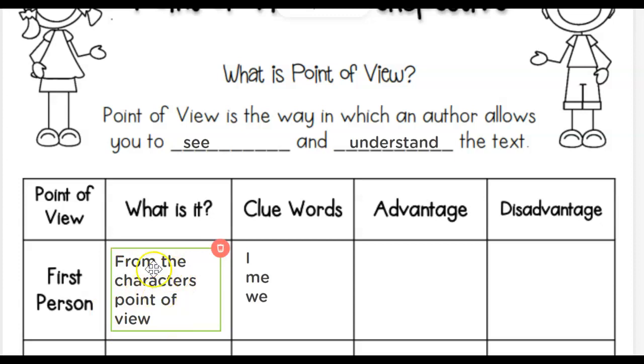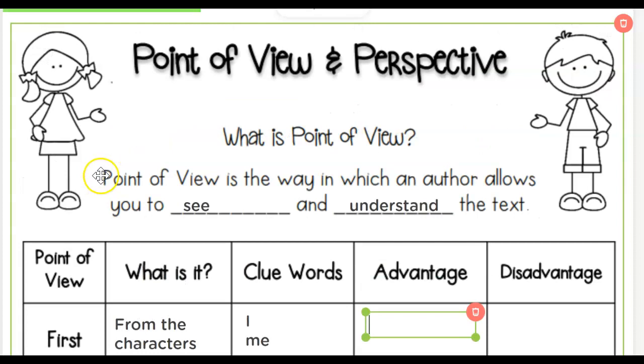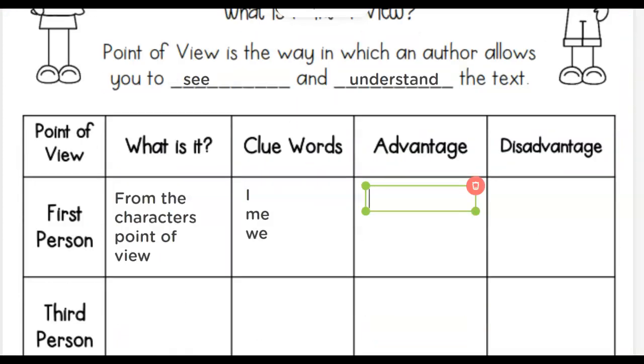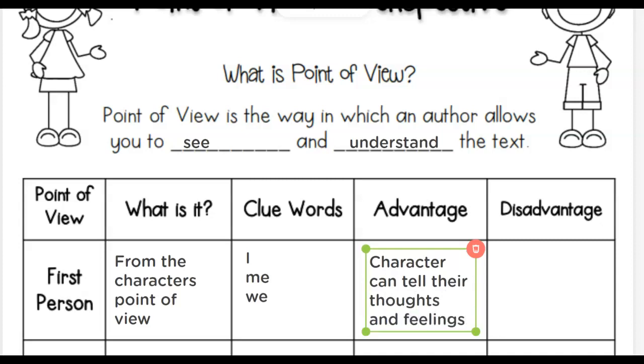Now there's some advantages to the characters telling the story. They can say how they think and feel. So let's think about our friend Julie again and how she feels about her dog. She can say, my dog has been my best friend and I love him so much. That's something we wouldn't be able to see with our eyes, but the character could tell us in first person. So the character can tell their thoughts and feelings. Pause the video and write that out.